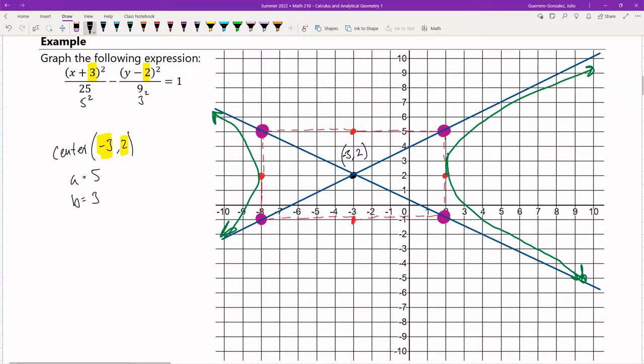Okay. And then if we take a look, 25 is 5 squared. So that means our A is 5. Okay. 9 is 3 squared, which means our B is 3. Okay. So that means our A tells us to go sideways, right? Horizontally, 5 spaces. And that's what happens here. I go 1, 2, 3, 4, 5. 1, 2, 3, 4, 5.